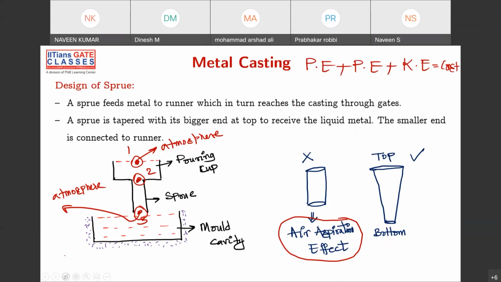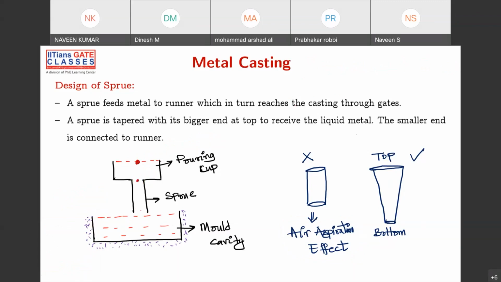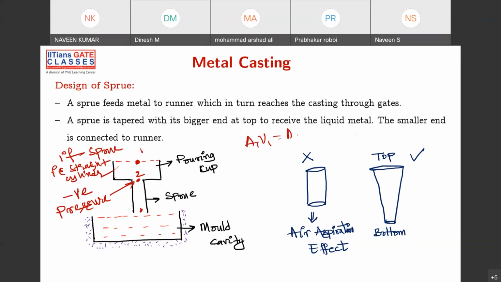So if you're applying this Bernoulli's principle between these points, what will happen is that if your sprue is a straight cylinder, then at this point too, there is a negative pressure that is created. If you're applying Bernoulli's principle and continuity, A1 V1 is equal to A2 V2, all these things, we are not doing the derivations, but the derivations are here in this thing. You can see if you want, but I'm not discussing here. We have a very limited amount of time.